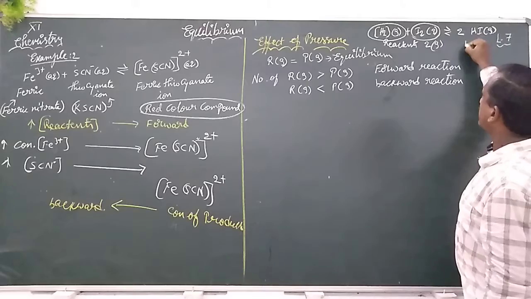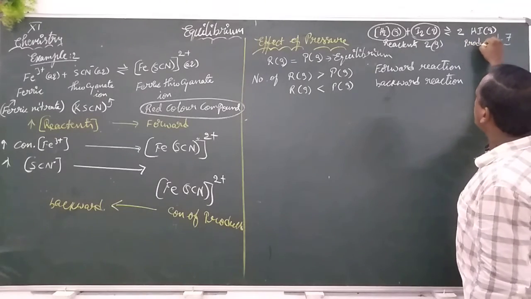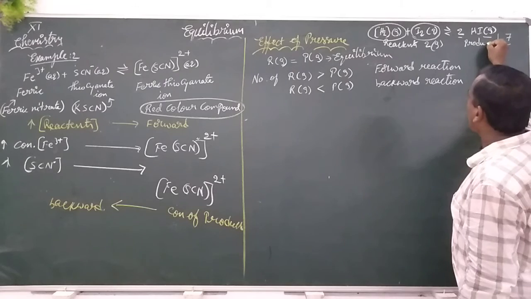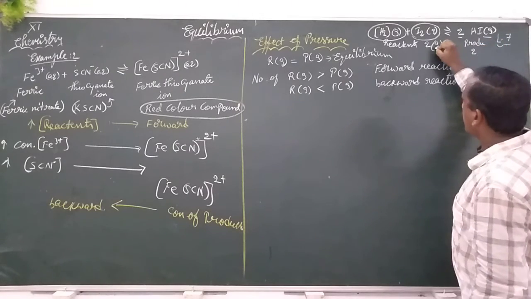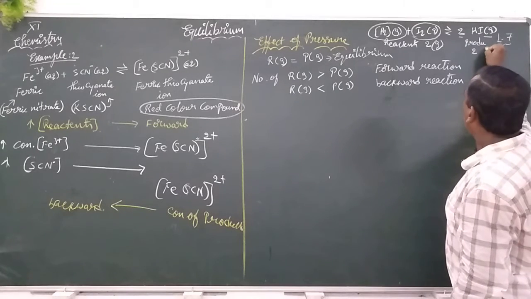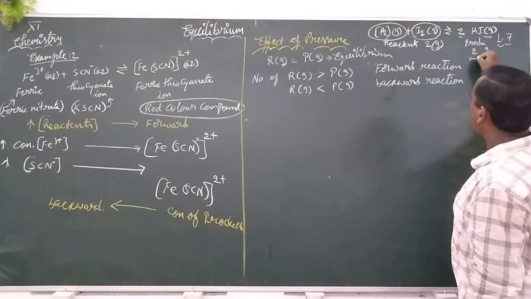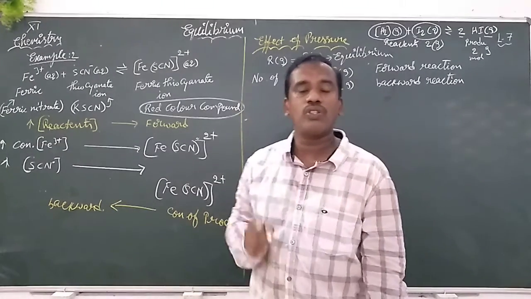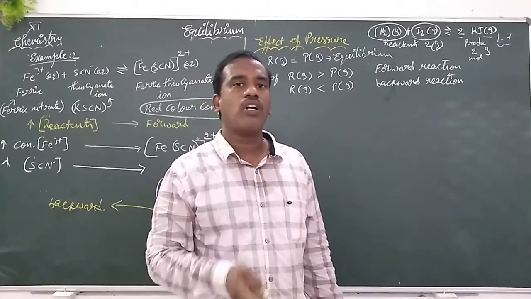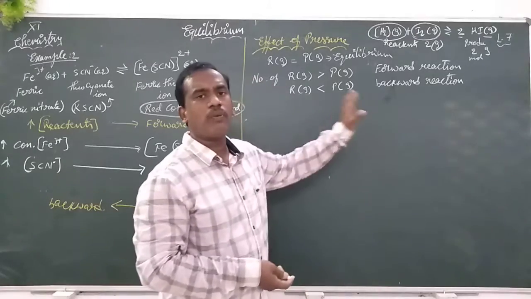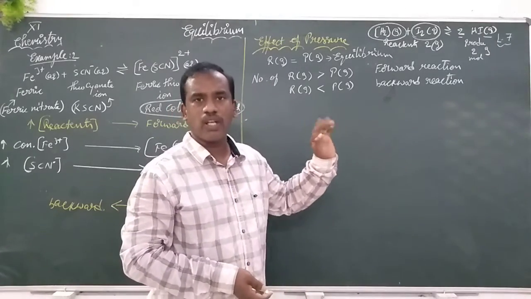Coming to the products, how many moles of gaseous substances are there? 2 moles of gaseous substances are there. So here they are not grams. These are the gaseous reactants, and 2 moles of gaseous products are there. Means the number of moles of reactants is equal to the number of moles of products. At that time there will not be any change at equilibrium.